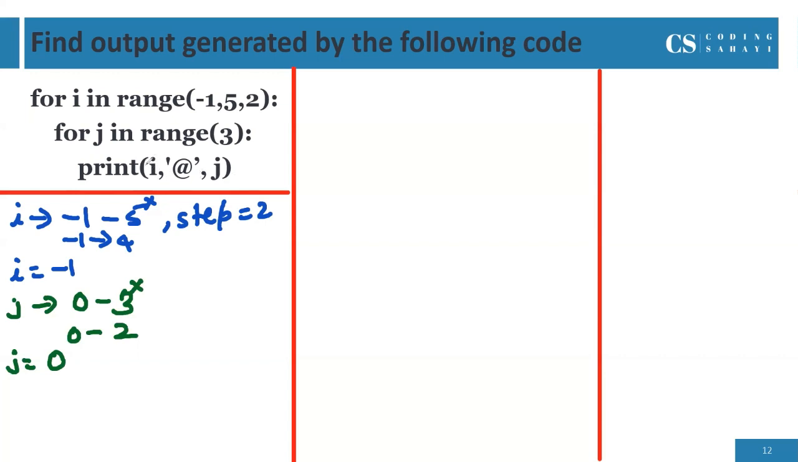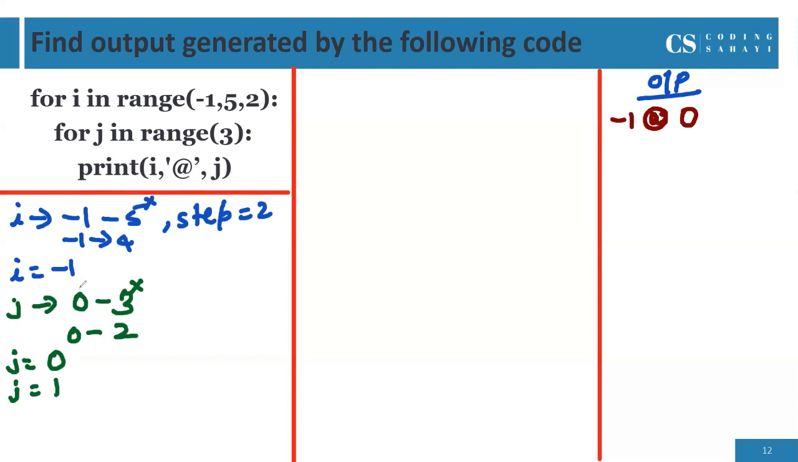Okay, so what is the value of i? It is -1 at j. What is the value of j? It is 0. So it will be printed as the value of i is -1, then at the rate of, then the value of j is 0. So -1 at 0. Then again going back to the loop, the value of j is 1. Now coming inside print i at j.